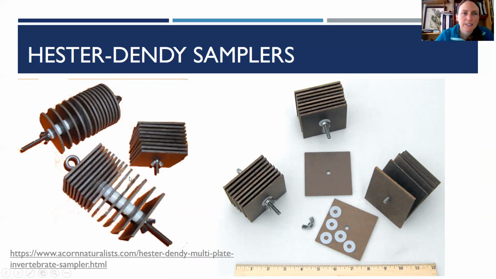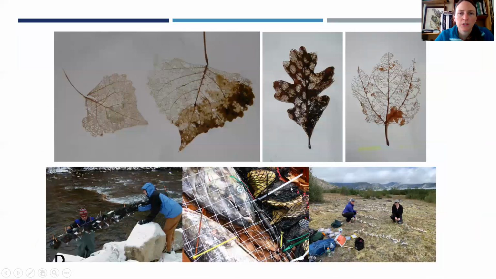These are called HESTER-DENDY samplers, and they're basically little bits of tile or wood that are put onto pins with different size washers to create different kind of habitats and environments for little organisms to crawl in. So you would place these out in the stream and you'd let them get colonized by, you could do algae or aquatic insects. And then after time, you would pull them out and you would determine who all has colonized these surfaces.